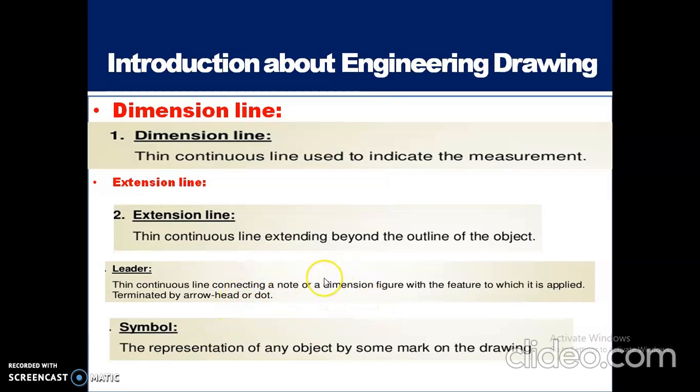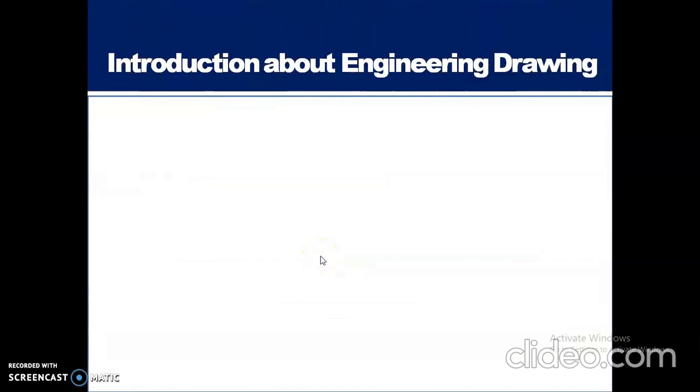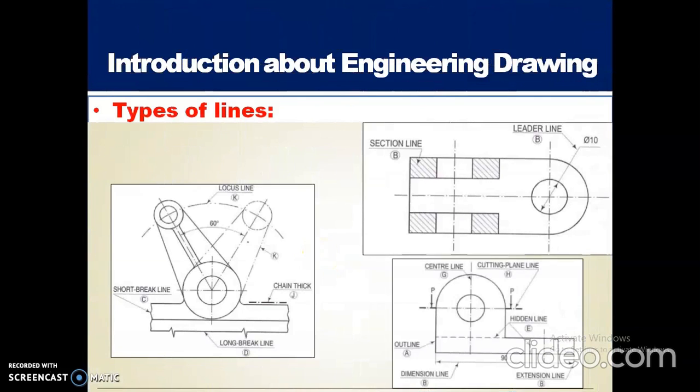Once again, see one more diagram for representing the various lines. See here, this is a section line or hatching line. These lines are called hatching lines. This line is called leader line. This is the center line. This is hidden lines, the imaginary lines or hidden lines.